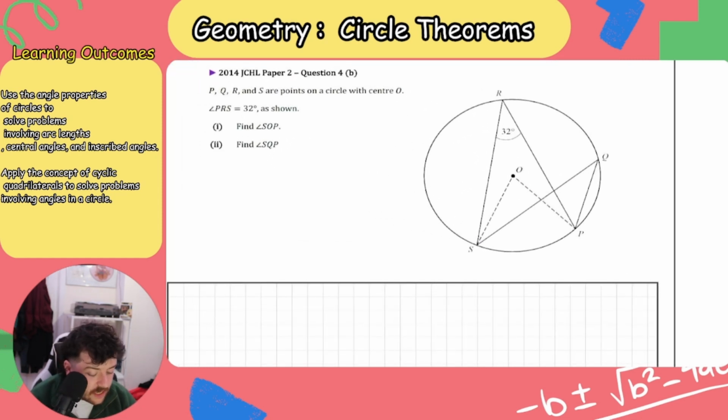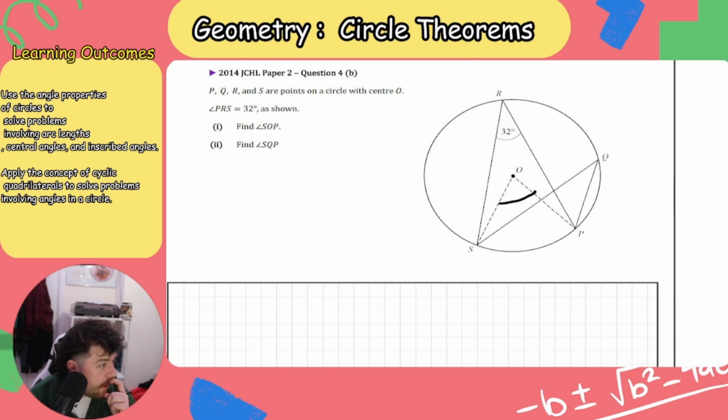So this is from the 2014 exam paper. P, Q, R, S are points on a circle with a center O. Angle PRS is equal to 32 degrees, as shown. Find SOP. We're trying to find this angle.